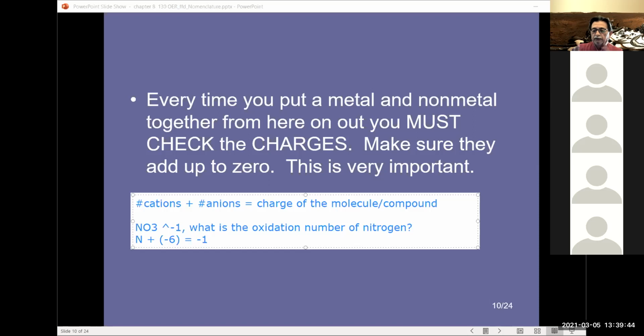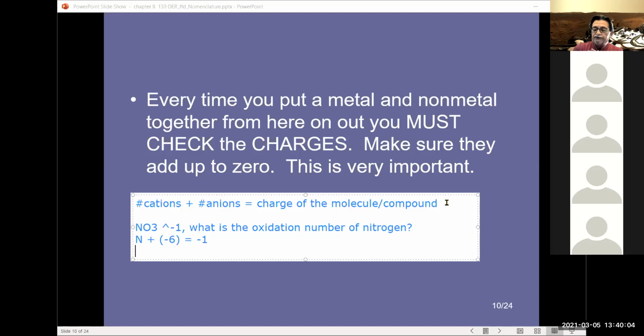Normally, a lot of times, the compounds we play with and put together have a 0 charge. But occasionally, especially if you're dealing with polyatomic ions, they have an overall charge. And in this case, it's got a -1 charge. Now, what does that mean? Well, we have an algebraic equation here. We solve for N. So N, which is nitrogen, is equal to -1.